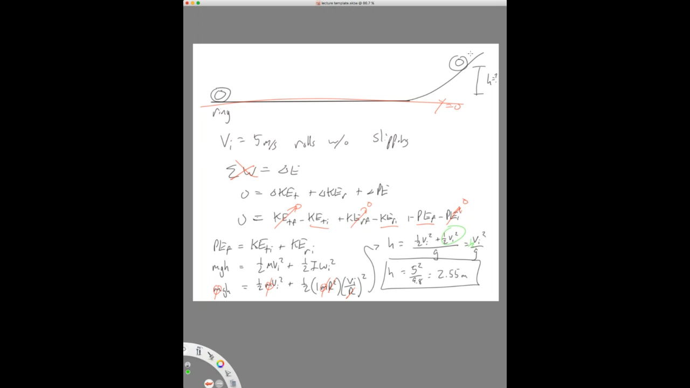But the other thing we wanted to talk about was Newton's second law when we have rotation. So just to give you an idea, suppose we have a merry-go-round.